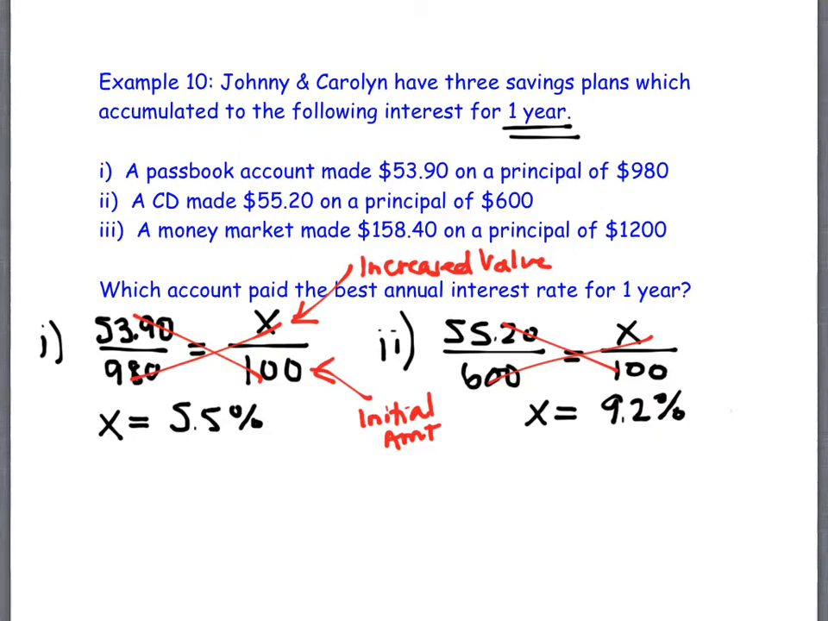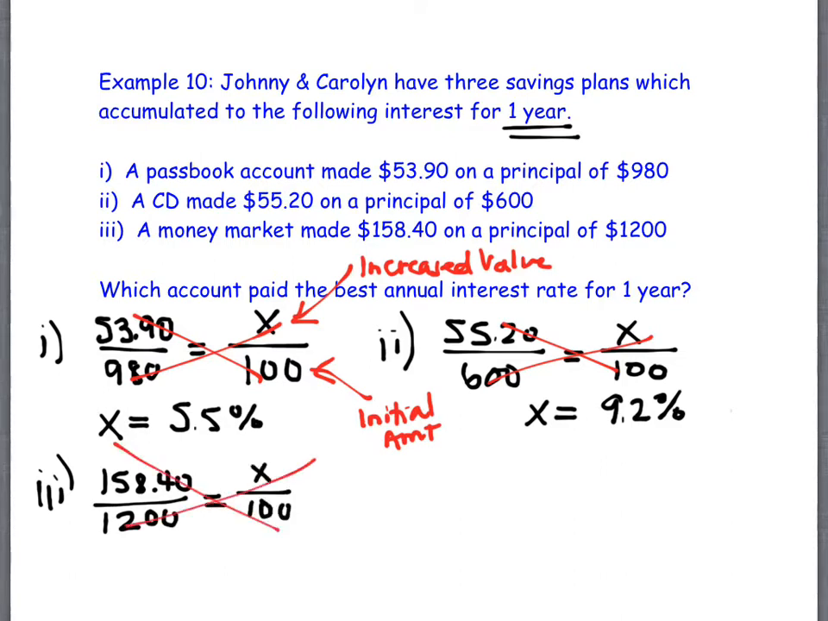All right, last account. 1, 2, 3. I have $158.40 on a $1,200 investment. And again, we can cross multiply. 13.2%. So which account paid the best interest rate? Yeah, the third account. So the answer is the money market.